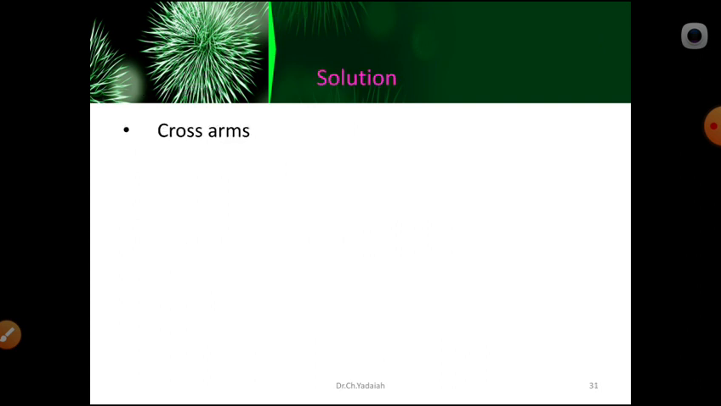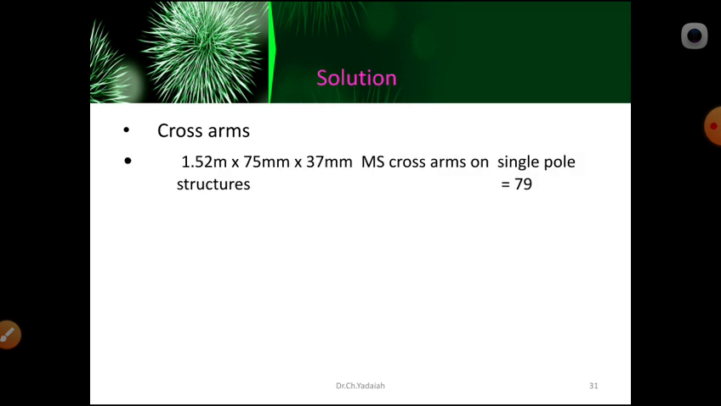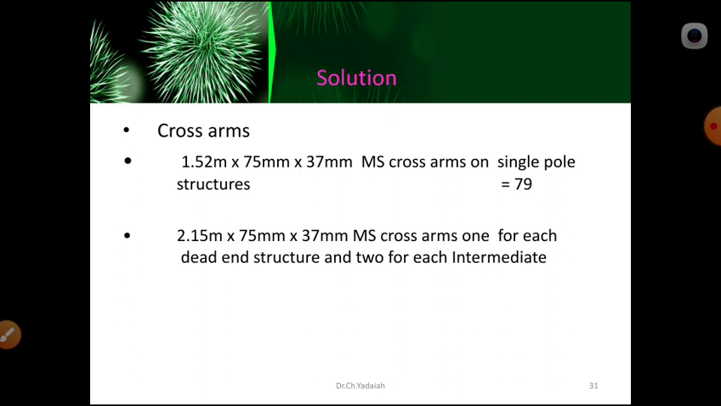Now after that we are going to calculate the cross arms. So how many poles? The cross arms here are 1.52 m by 75 mm by 37 mm MS cross arms on single pole structures; 79 are required. We know already we have seen the single poles are 79, so we require 79 cross arms also. Now the 2.15 m by 75 mm by 37 mm MS cross arms are required.